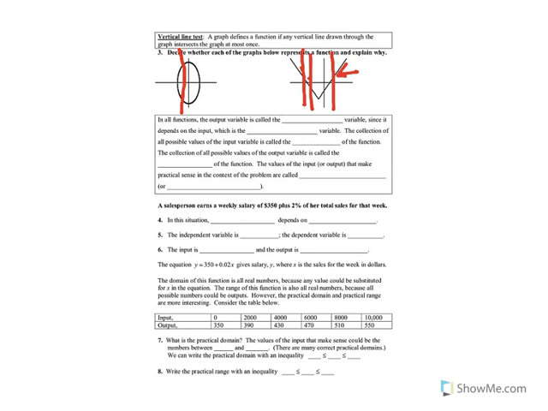So remember that in all functions, the output variable is called the dependent variable. Okay? And it's called the dependent variable because it depends on the input. The input is called the independent variable.